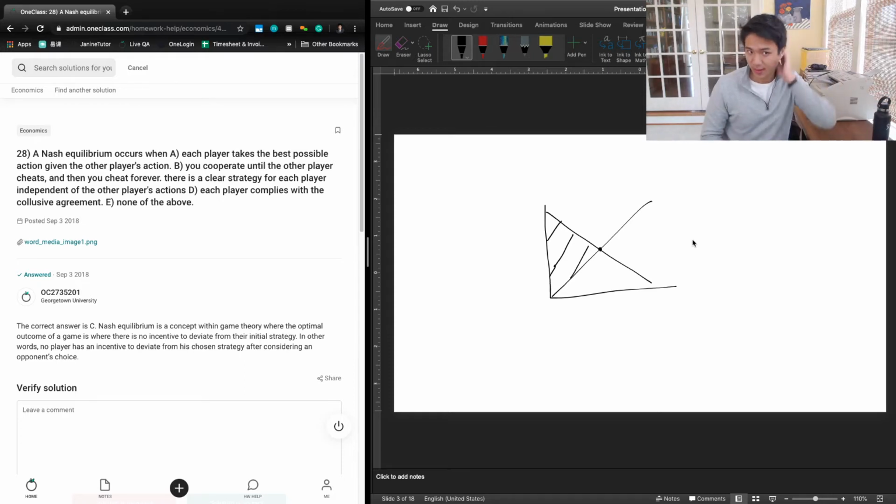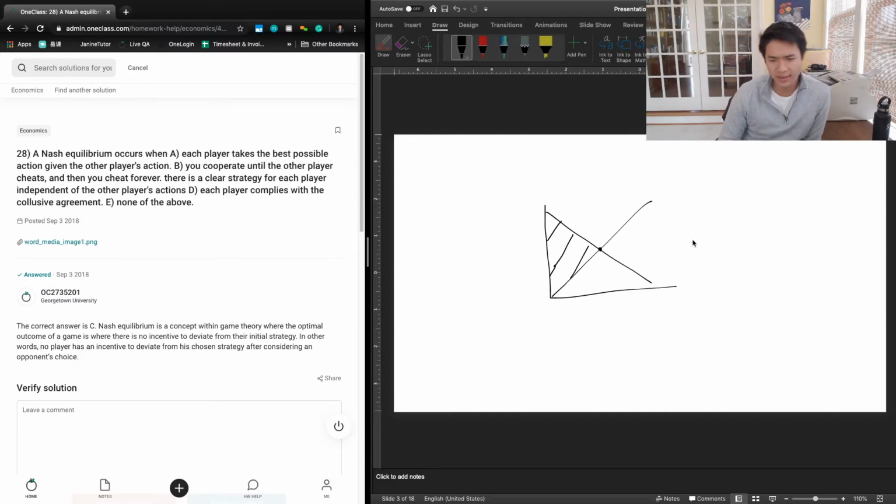Question 28 says a Nash equilibrium occurs when A, each player takes the best possible action given the other player's action. B, you cooperate until the other player cheats and then you cheat forever. C, there is a clear strategy for each player independent of the other player's actions. And D, each player complies with the collusive agreement. Or E, none of the above.